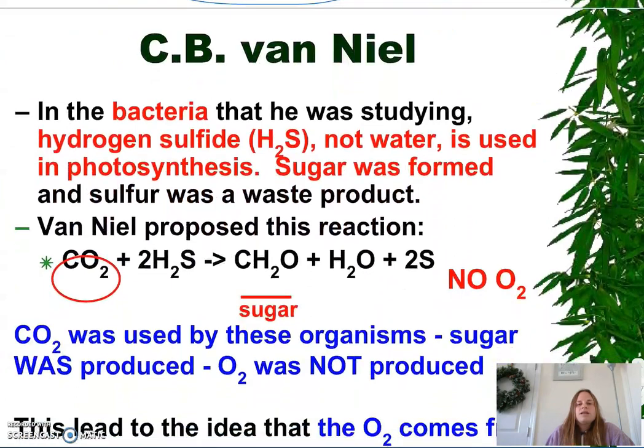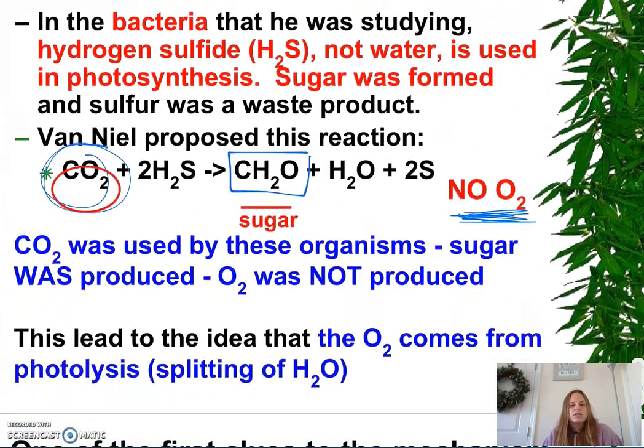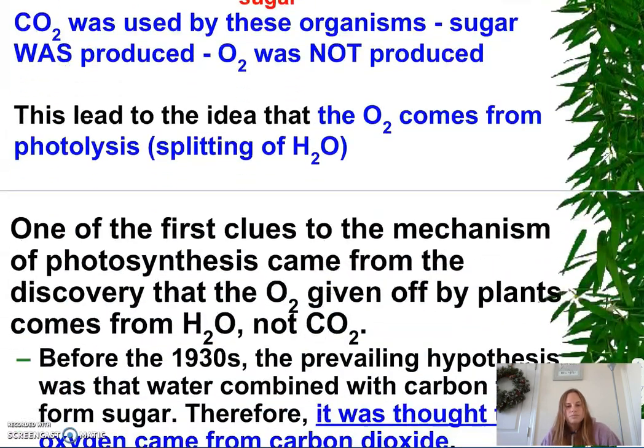Along came C.B. Van Niel, and he studied bacteria that used hydrogen sulfide, not water, for photosynthesis. When these bacteria did photosynthesis, they still produced sugar, but they did not make oxygen. So they used carbon dioxide, but didn't make oxygen. Therefore, how could carbon dioxide be the source of oxygen? So this led to the idea that the oxygen actually comes from photolysis, from the splitting of water.